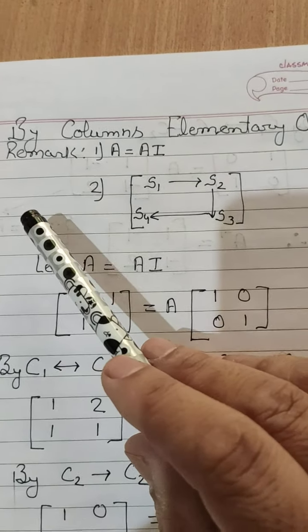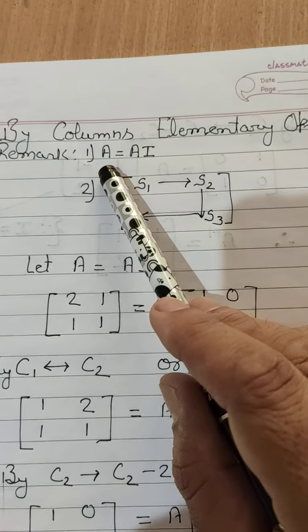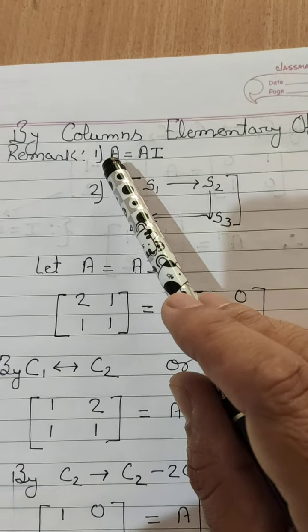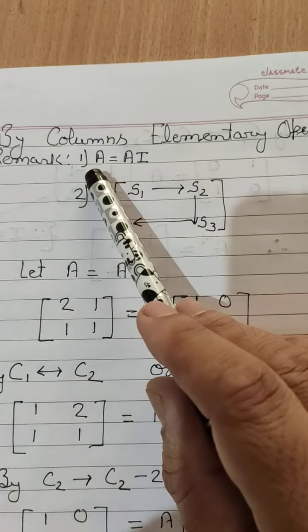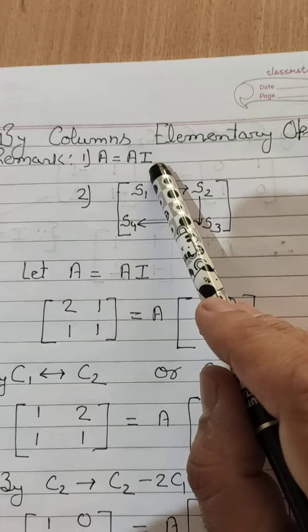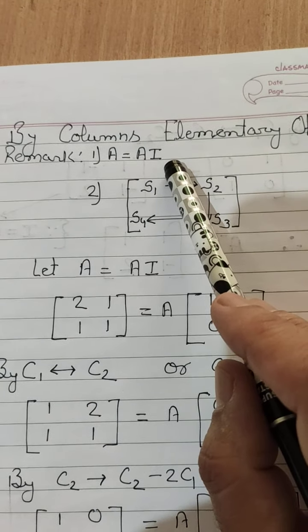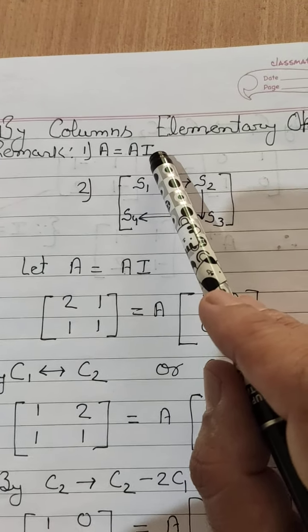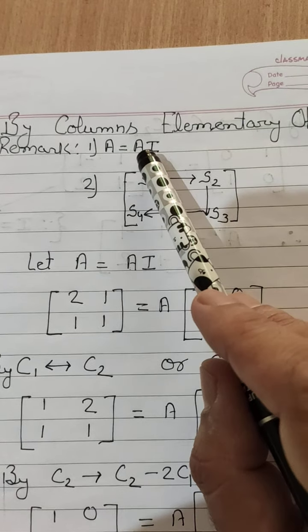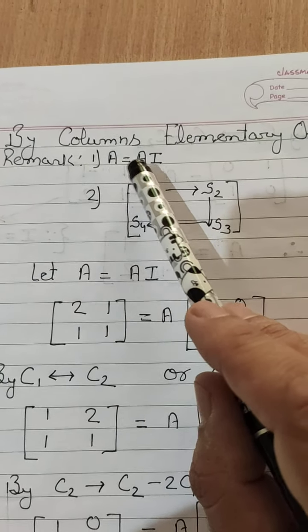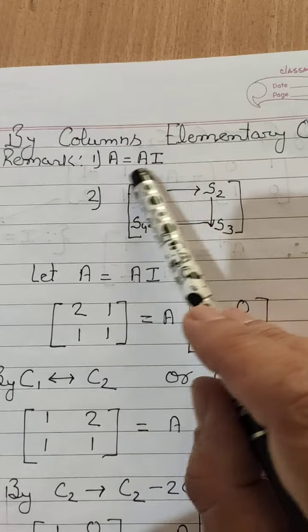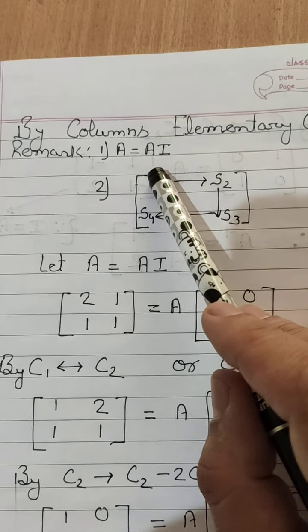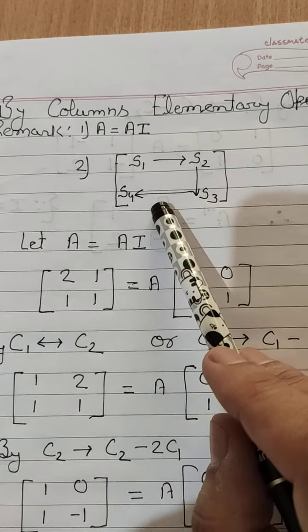In row operation you are assuming A is equal to IA, and here you will use A is equal to AI. When you multiply I, either pre-multiplication or post-multiplication, when you are writing in this way, this is known as post-multiplication of identity matrix in A. Its result is A only, but why are we assuming in this way? In the last lecture I will explain to you. Here the array diagram will be like this.